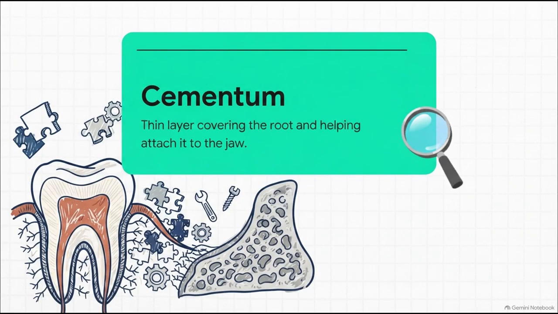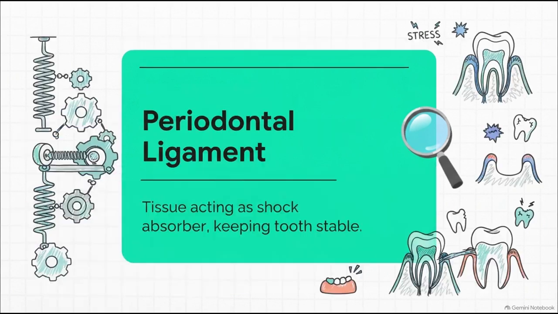Covering that root is the cementum. This is a highly specialized, super thin layer that protects the outside of the root. But it doesn't just protect it, it actually serves a vital mechanical purpose by helping to firmly attach the root to the jawbone itself. And we conclude our anatomical breakdown with the periodontal ligament, or the PDL.